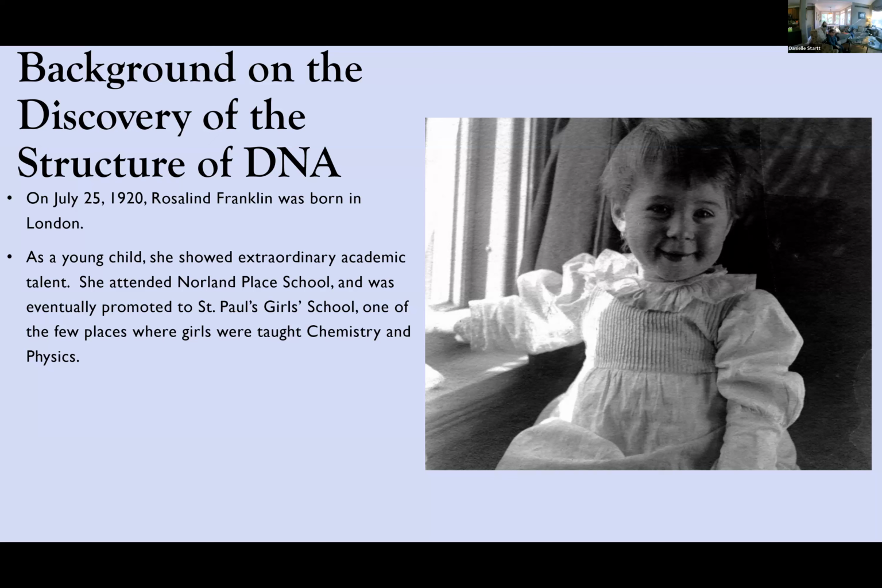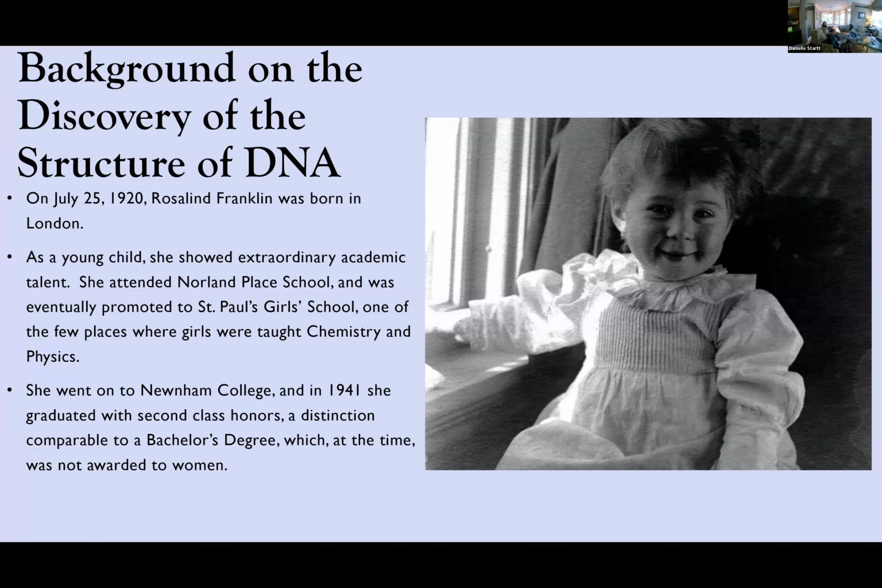So Rosalind really wanted to learn science. So she went to St. Paul's Girls' School because there she could learn chemistry and physics, which they would not teach to girls in other schools. And then she went on to Newnham College. And in 1941, she graduated with what's called second class honors. What does that mean? Today, if you go to a 4-year college, do you know what they give you at the end of the 4 years if you earn it? A degree. It's called a bachelor's degree. And if you go 2 more, it's called a master's. And if you go further, it's called a doctoral degree, right?